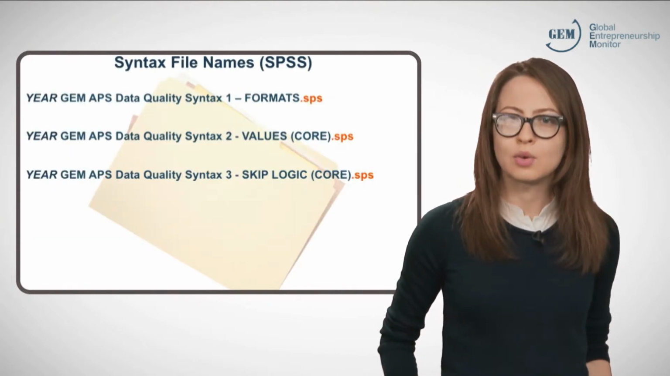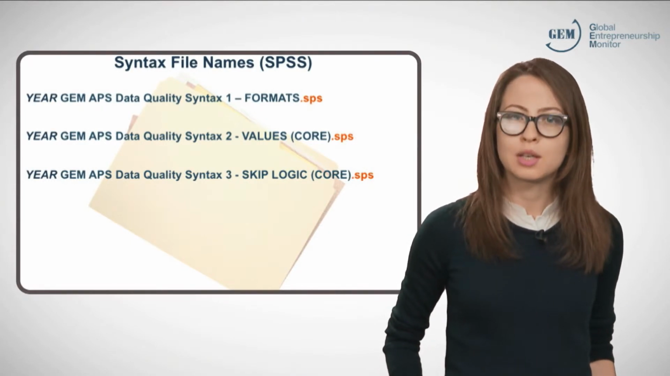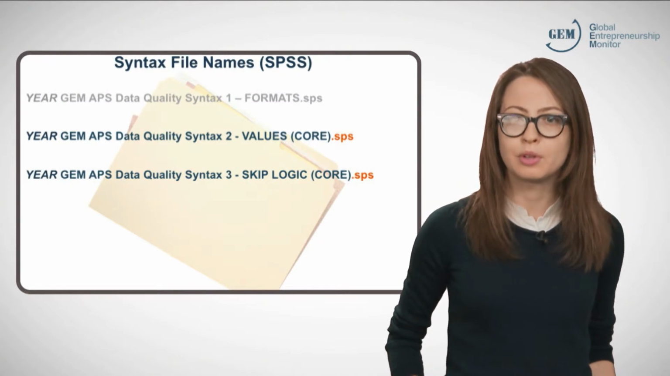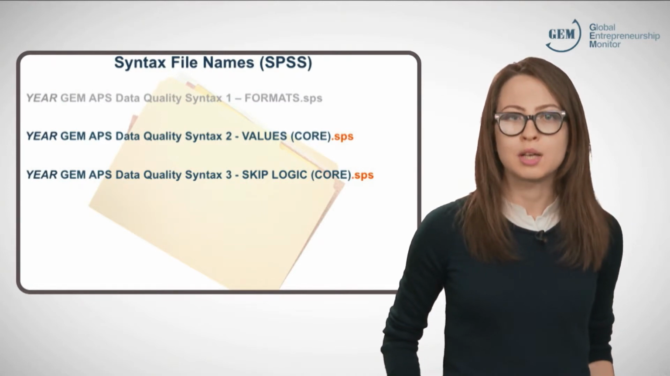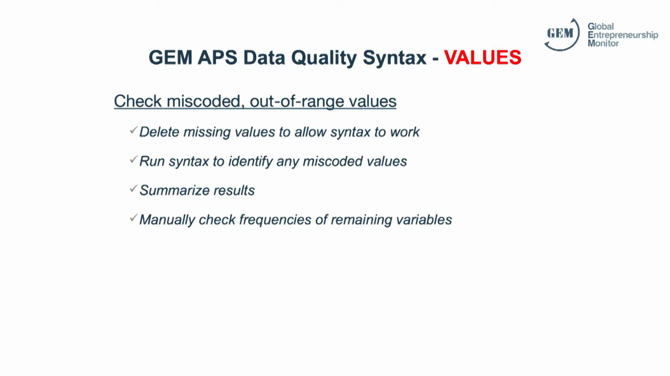There are 3 main data quality syntax files. This video will focus on the second, which checks that all APS values have been properly recorded, and the third, which checks if skip logic errors have led to any missing or excess data. To use the values syntax file to check for miscoded or out-of-range data, you will first delete all the preset missing values, the don't know and refused options. Then, run the provided code to identify and summarize any incorrect responses. And finally, you can run some frequencies for remaining variables which cannot be automatically checked.